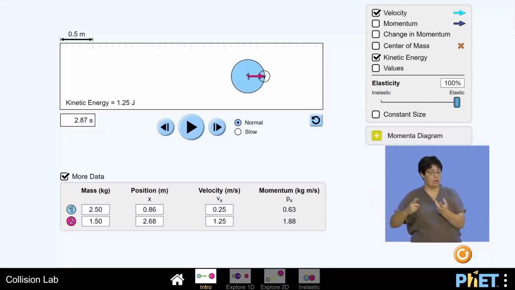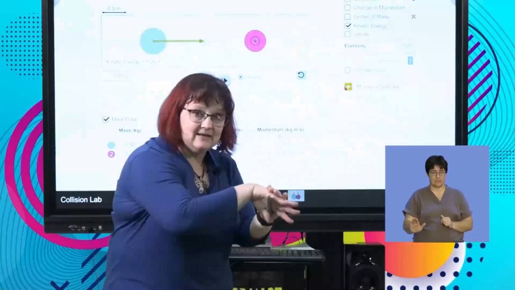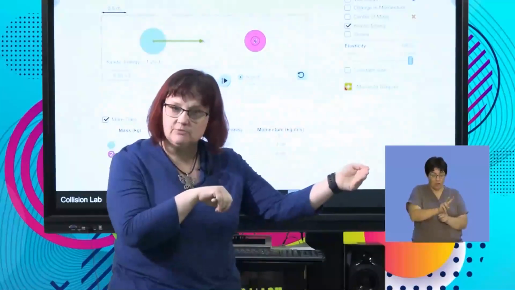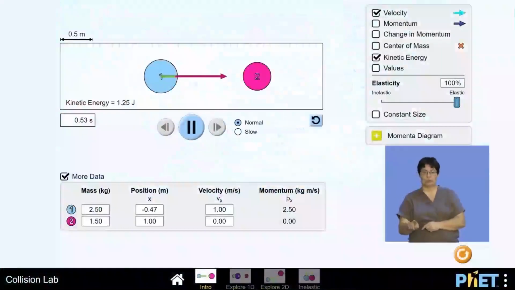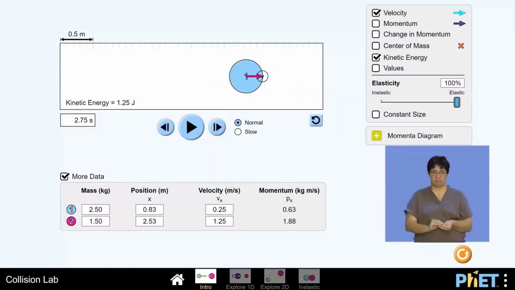Total is still 1,25. Did you see that? Look at the total. It's 1,25. All the kinetic energy in the system's coming from number 1. Number 2 has no kinetic energy because it's stationary. When it hits number 2, some of the kinetic energy from number 1 gets transferred to number 2. Number 1 keeps going, but my total is still 1,25. Number 1 goes slower because of the collision, and number 2 speeds up, but they still go.